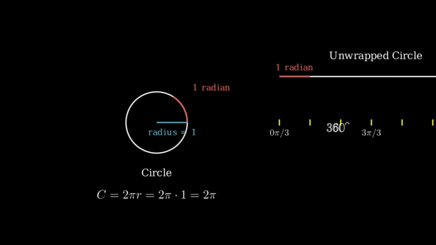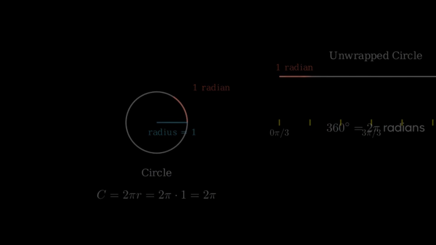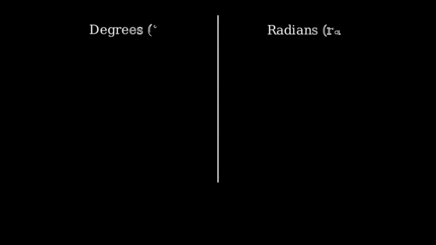Since we can fit exactly 2 pi radius lengths around the circle's circumference, there are exactly 2 pi radians in a full circle. This gives us the conversion formula. 360 degrees equals 2 pi radians, or approximately 6.28 radians. Now that we understand what degrees and radians are, let's compare when and why we might choose one over the other in real-world applications.